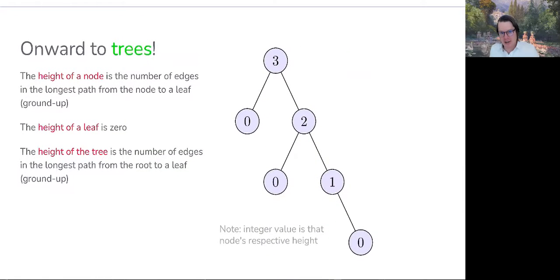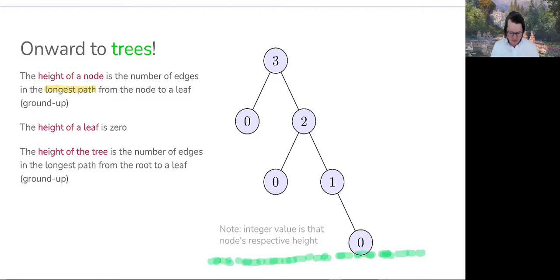Height is going to go the other way. So the height of a node is going to be the number of edges in the longest path. This is key. Do not neglect this feature here. It is the longest path from the node to a leaf. You can think about this as ground up. Assuming this is the ground here, all leaves are going to be 0. They're at the ground level.